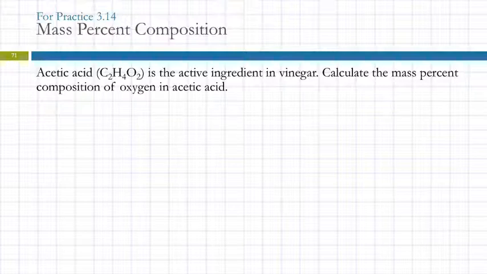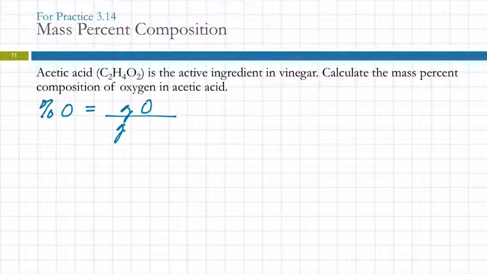Let's do an example. Acetic acid is the active ingredient in vinegar, C2H4O2. Calculate the mass percent composition of oxygen in acetic acid. So there's no numbers in this problem other than the formula. We're looking for the percent of oxygen. That's the part over the whole times 100. So the part we're interested in is oxygen. So how many grams of oxygen in a number of grams of C2H4O2? And then we'll multiply by 100 to make it a percentage.